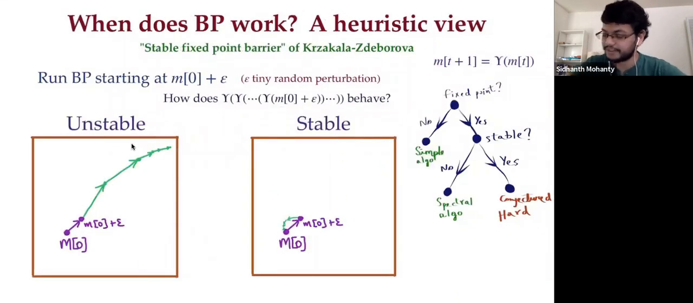There are two things that can happen. The first thing is, M0 was a fixed point, you move to M0 plus epsilon, and then you start running belief propagation, and as you did that, you slowly came back to the starting position. We call this the stable case, and it's stable because M0 is a fixed point in a very robust way. But the unstable case is when M0 is a fixed point in a not so robust way. That is, M0 happened to be a fixed point, but when you did a tiny random perturbation and started running belief propagation, you started going somewhere far away.